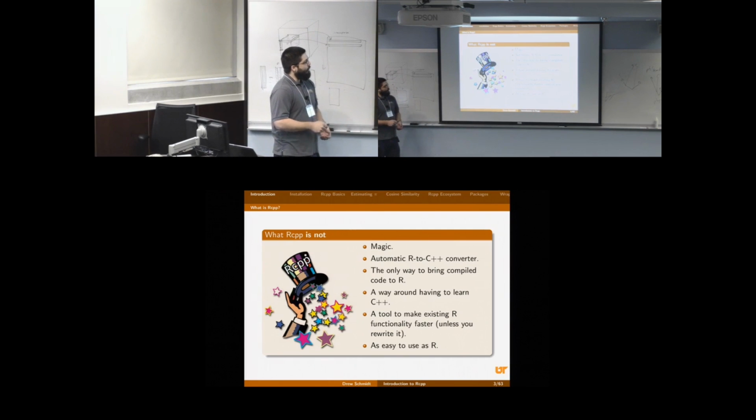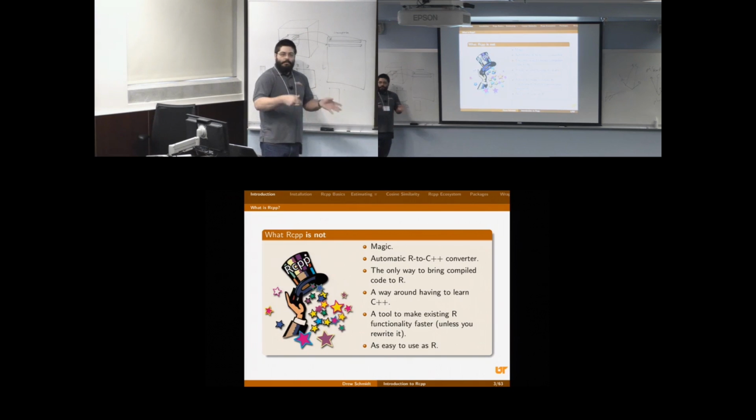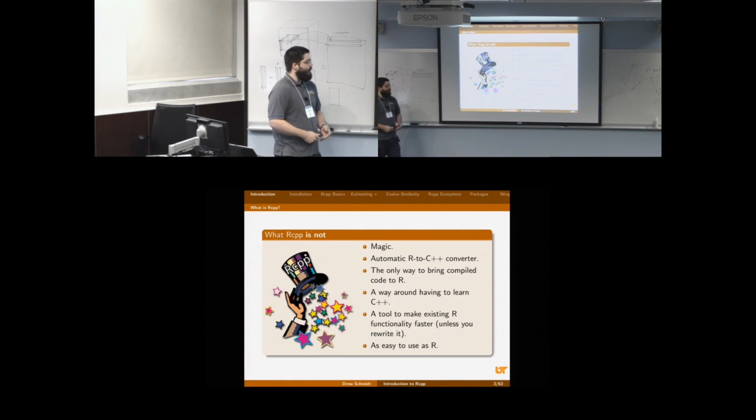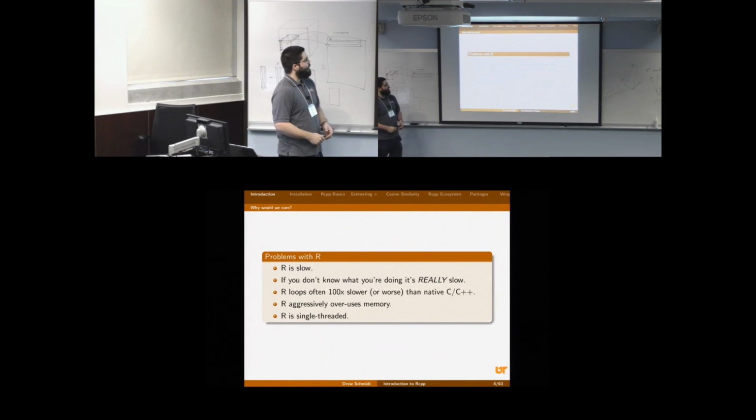It is not the only way to bring compiled code to R. It's probably most people's preferred way, but it is not the only way. It is not a way around having to learn C++, as I say. It will not automatically make existing R code faster. You would have to rewrite that R code. And it's not as easy to use as R. It's the next best thing, maybe, but it's not exactly as easy to use.